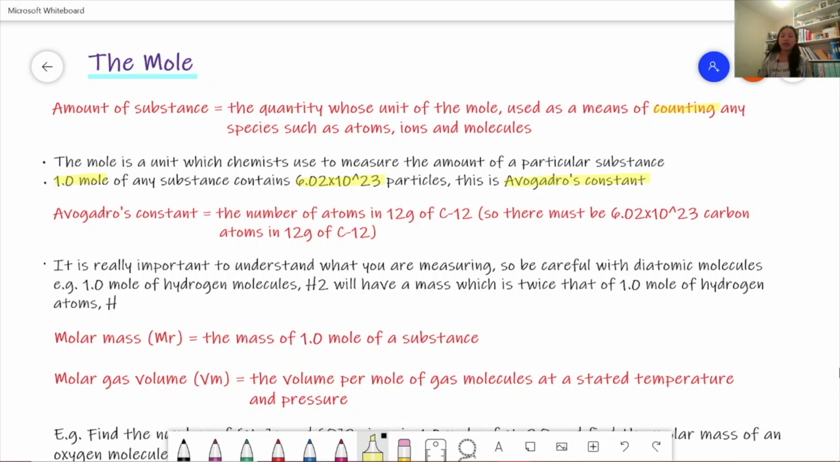The definition of Avogadro's constant is the number of atoms in 12 grams of carbon-12. So there must be 6.02 times 10 to the power of 23 carbon atoms in 12 grams of carbon-12.